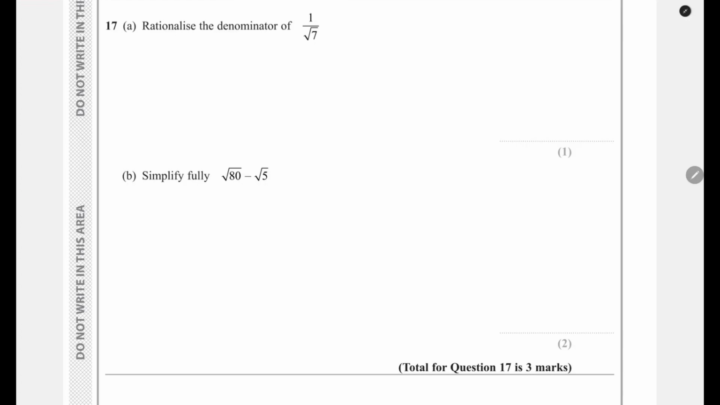Question 17 is asking us to rationalize the denominator of 1 over root 7. So whenever we're trying to rationalize a surd with a denominator, we multiply the top and bottom by that surd, so root 7 in our case. That will equal root 7 over root 7 multiplied by root 7. The roots will cancel out, and that leaves us with just root 7 over 7. And that is our answer.